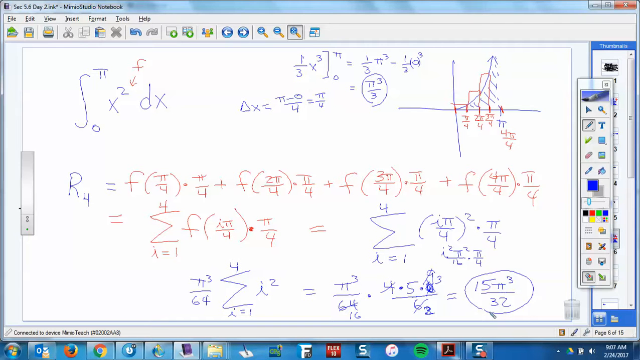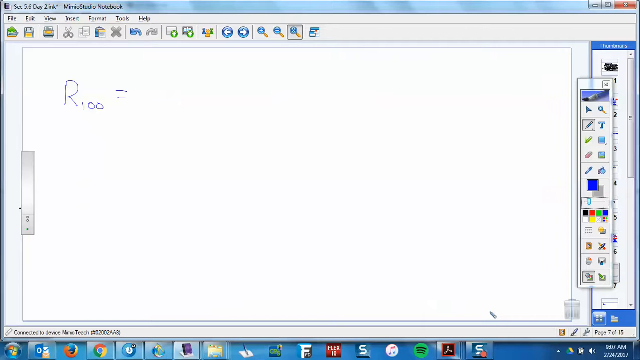Now, this is going to go pretty quick. I'm not going to draw the whole picture and everything, but what will be different? I'm going to draw myself a little x-axis over here. Here's going to be 0, here's going to be pi. Remember, we're doing the integral from 0 to pi of x squared dx, right? So, what are my subdivisions going to look like? How wide?